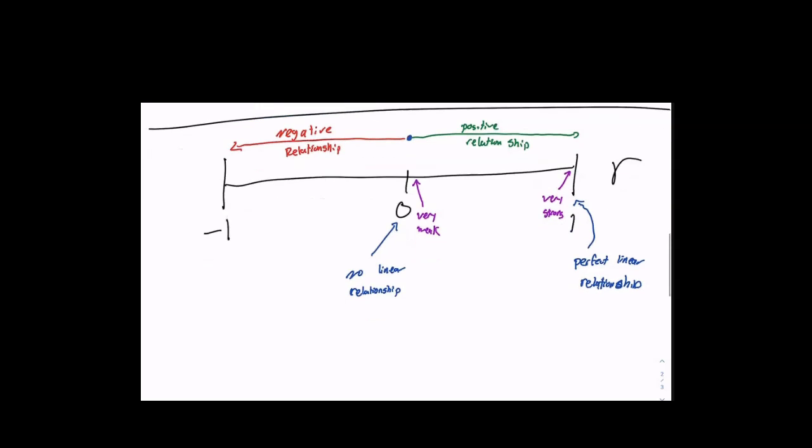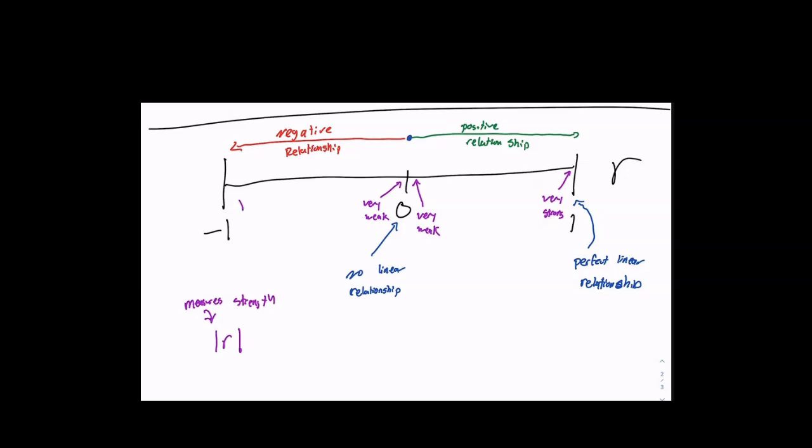Now, what about if we were on the other side of 0? What would you classify as something that was like negative 0.01? Very weak, but it would be a very weak negative relationship versus a very weak positive relationship. So the sign of R tells you that. Typically when we look at R, we look at the absolute value of R, which measures strength.